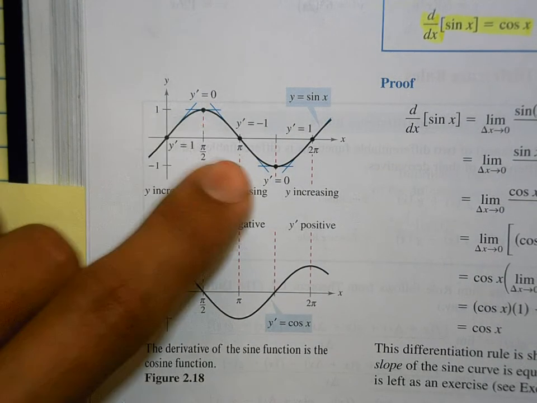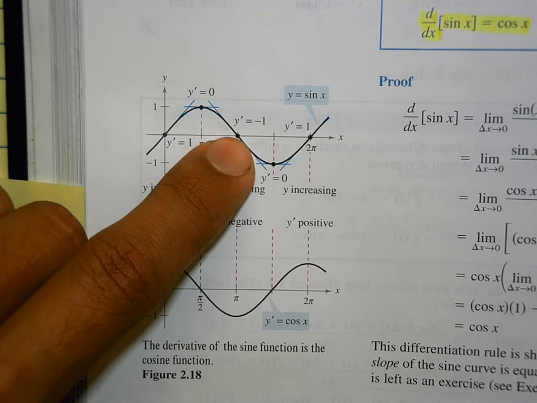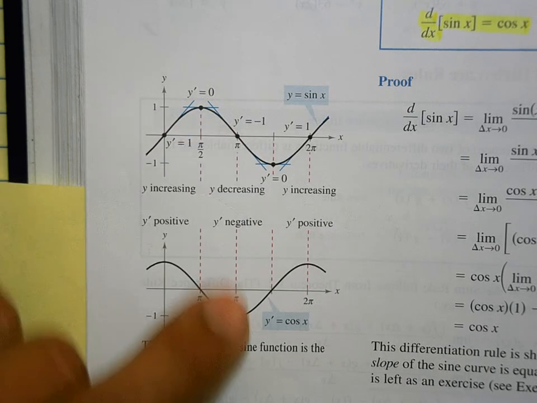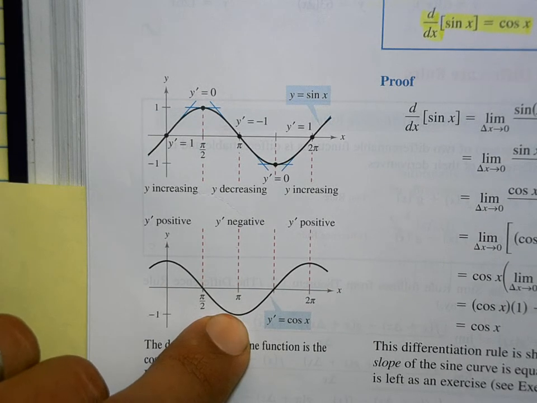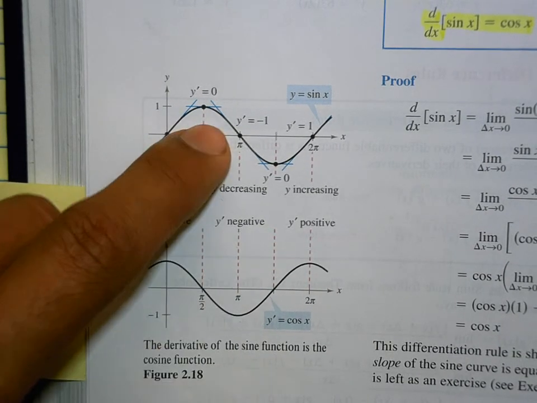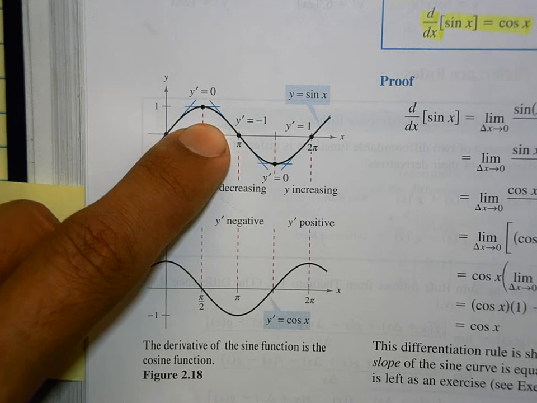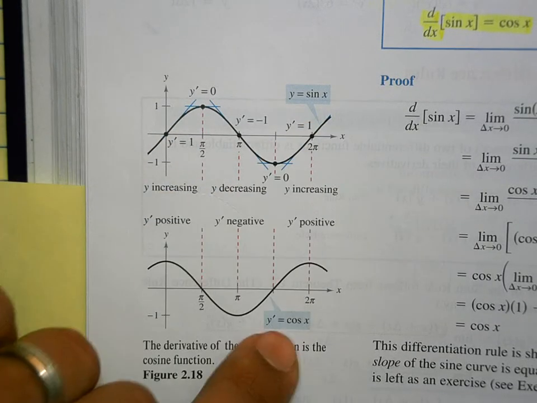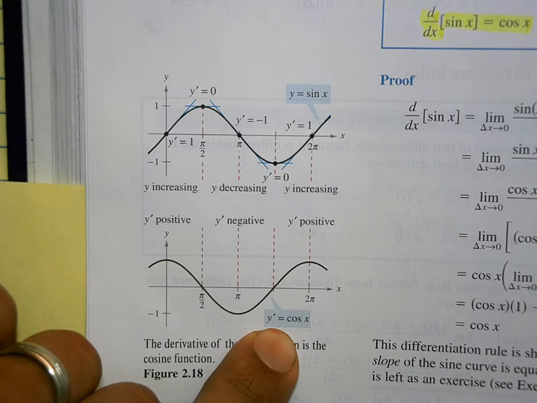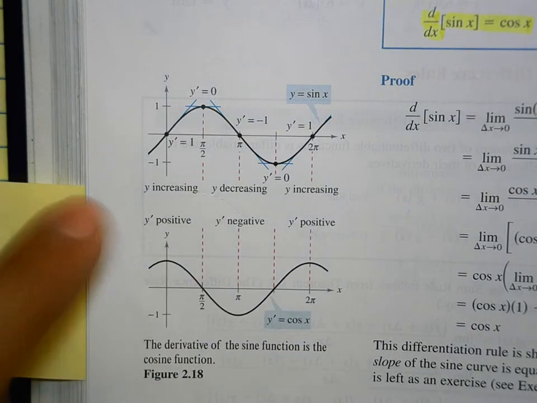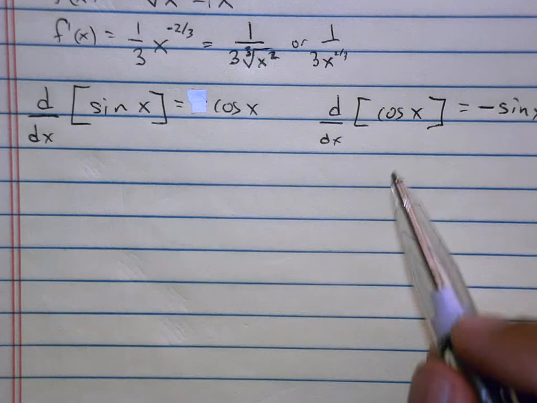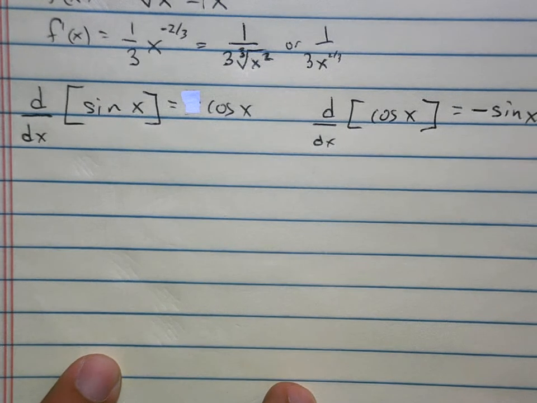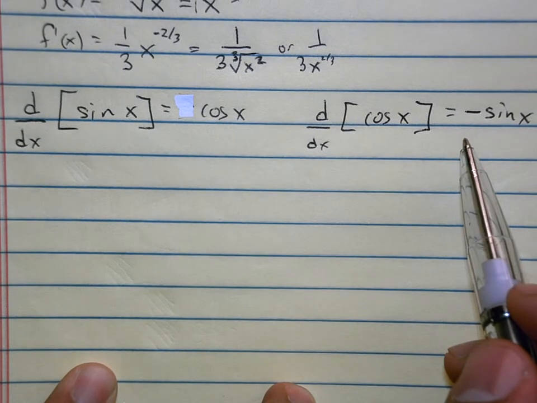Well, let's go here. The slope at pi for sine of x is -1. What's the value of cosine of x at pi? The value is -1. This is the slope of that graph, which means that the derivative of sine of x is the cosine of x. I really like this illustration. It's figure 2.18 in your textbook, on page 110 if you want to see it for yourself. It's like magic. For the same reasons, the derivative of cosine is negative sine.